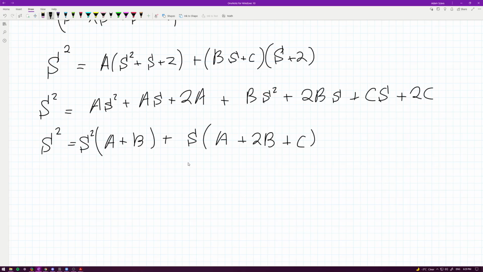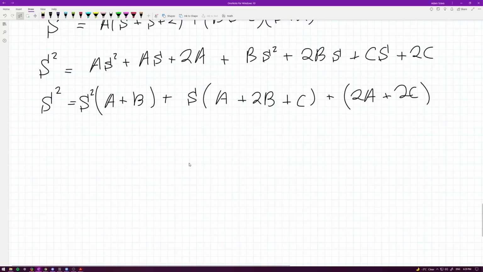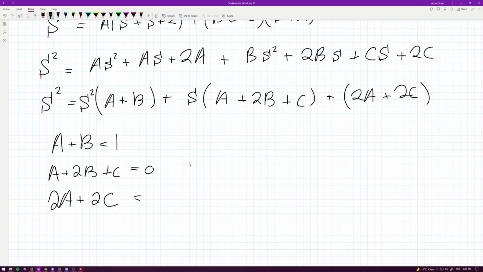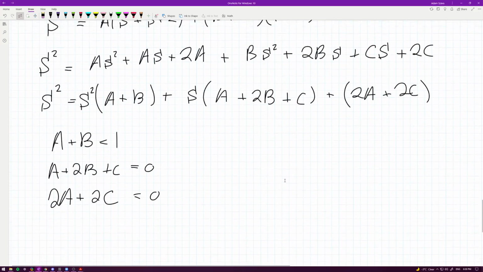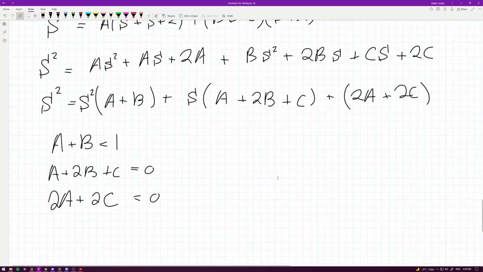That's everything. Let's just check. Yep, that looks good. And then all the constant terms come together, so it's just going to be 2A plus 2C. That's all. And then we can conclude from this that A plus B equals 1, A plus 2B plus C equals 0, and 2A plus 2C equals 0. Then you can solve this however you want to solve it. Doesn't really matter. We can solve it by substitution.